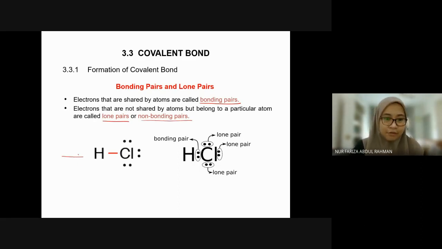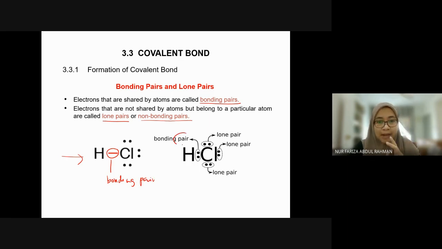Look at the example we have here. This is hydrogen chloride. Hydrogen requires one electron, Cl requires one electron in order to achieve octet and duplet configuration. One of the ways to achieve the octet configuration is by sharing their electrons. When they share the electrons, this is what we call a bonding pair. One pair consists of two electrons.